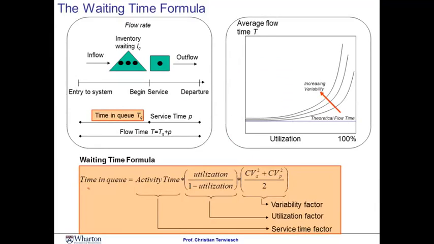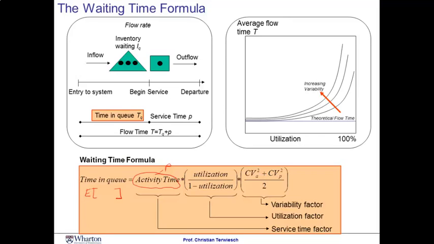Notice that the time in the queue will vary for each individual customer. So the best we can do is compute the expected or the average time in the queue. Now the following formula will allow us to compute this time in the queue. The time in the queue is given as a product of the average processing time P, or the average activity time, I use those interchangeably here, times the utilization divided by 1 minus the utilization, times the coefficients of variation added up and then divided by 2.